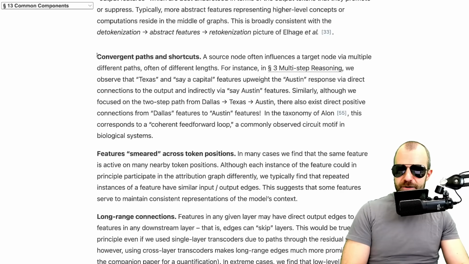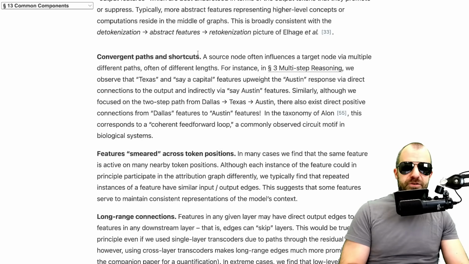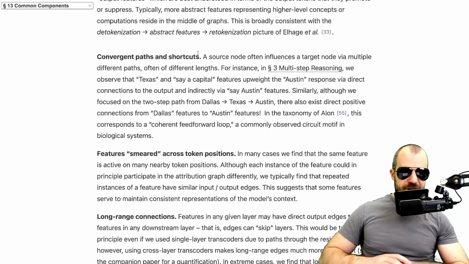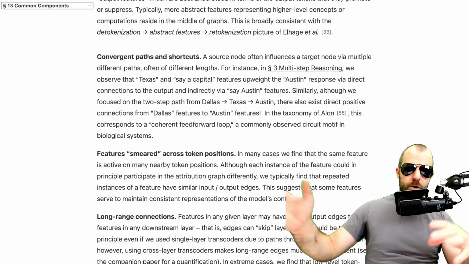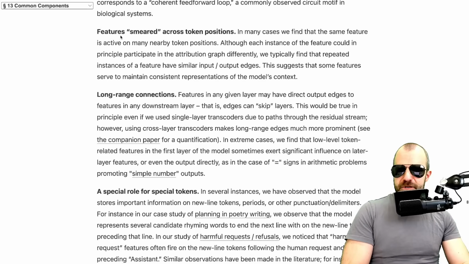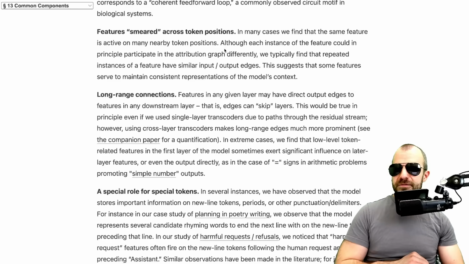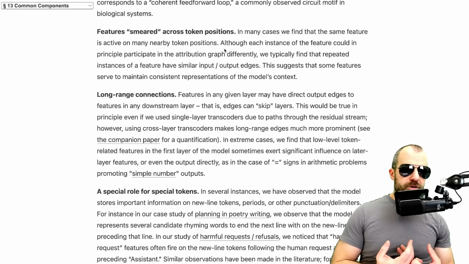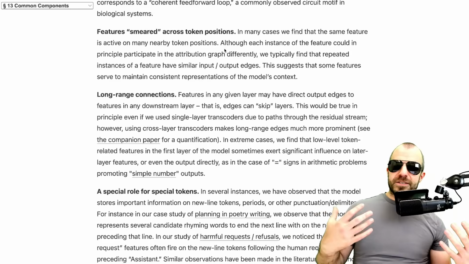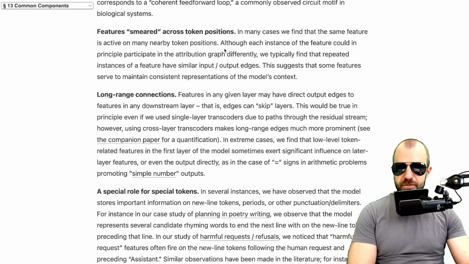We get, they say, convergent paths and shortcuts, just meaning that this is a distributed representation. You're not going to have explicit single path steps from start to finish. You're going to have a whole bunch of things being activated and then working together in order to achieve some goals. We have features being smeared across token positions, right? All of this is non-discrete. All of this is continuous. All of this is fuzzy. All of this has to deal with all kinds of differences in inputs. This is not a structured data format, and therefore that's exactly what you would expect from here.